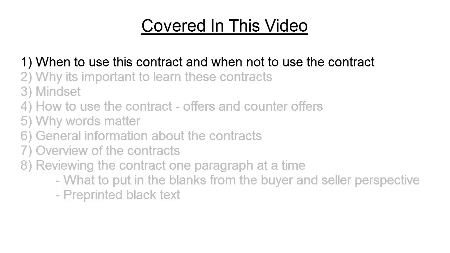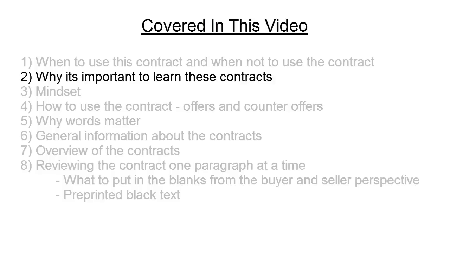But some other properties that maybe have 2 to 5 acres, there might be some circumstances you would use the 1 to 4 family residential resale contract, but for the most part, if it's over 1 acre, you wouldn't use this. You would not use this contract if it is a condominium, if it is over 4 units, or if it's a commercial property. Now let's discuss the importance of learning these contracts.